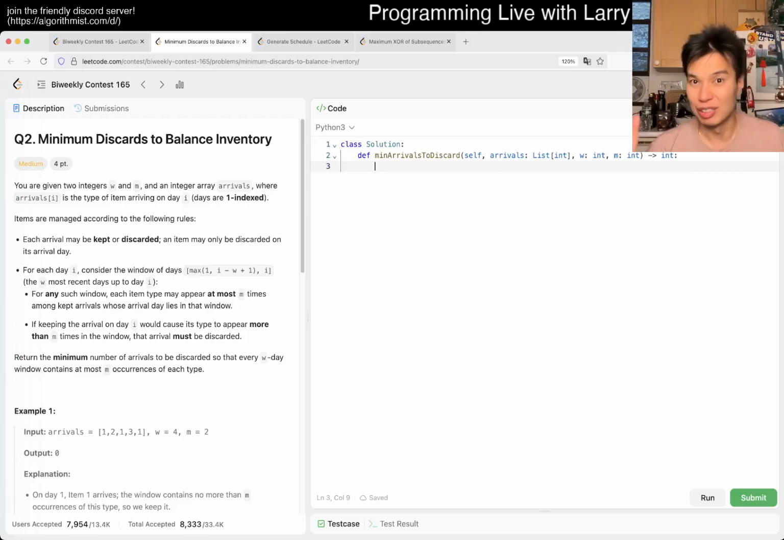Speaks to my skill level nowadays that I still worry about getting wrong answers on an easy problem. I never used to, but I guess I'm just out of practice.